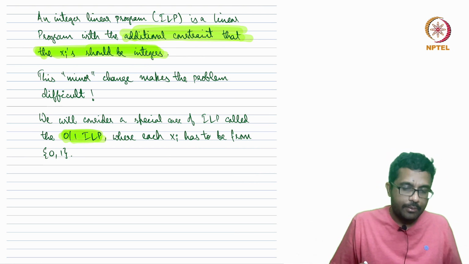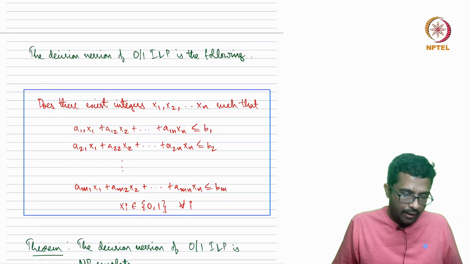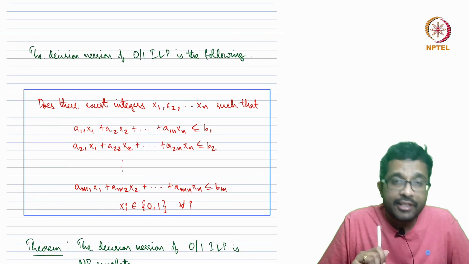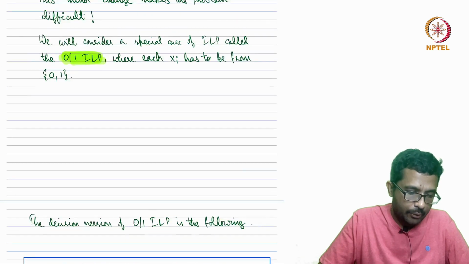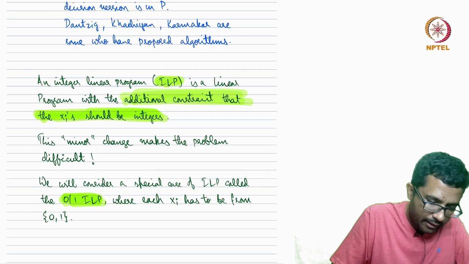I am saying that the xi should be 0 or 1, right? Xi should be 0 or 1. So let me just state the decision version of the ILP, the 0-1 integer linear program. ILP is just short for integer linear program, right?